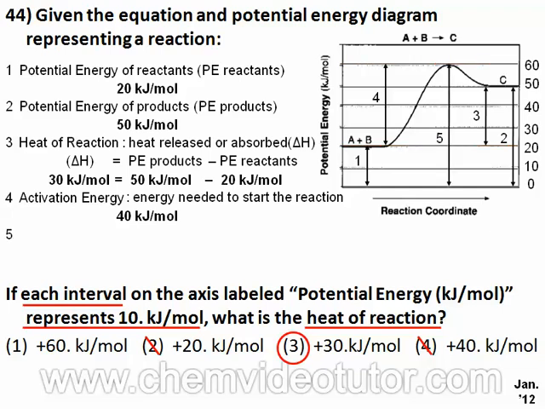Arrow 5, called the activation complex, represents the total energy of the reaction. Since the arrow starts at 0 and ends at 60, it has a value of 60 kJ per mole and would have been choice 1.